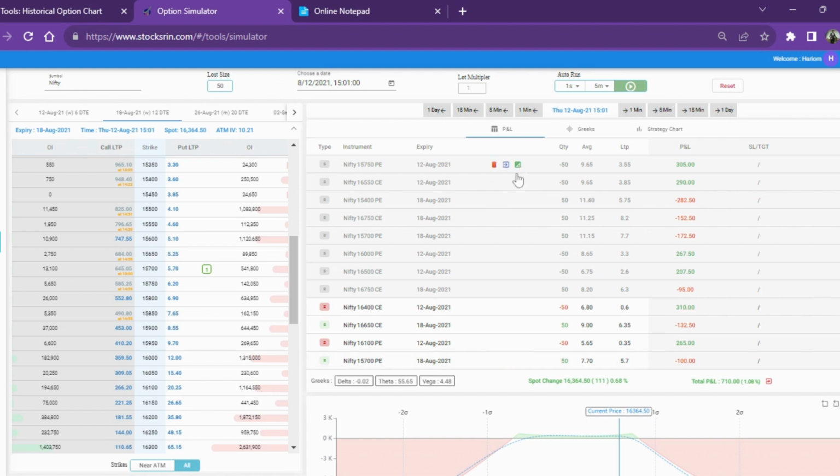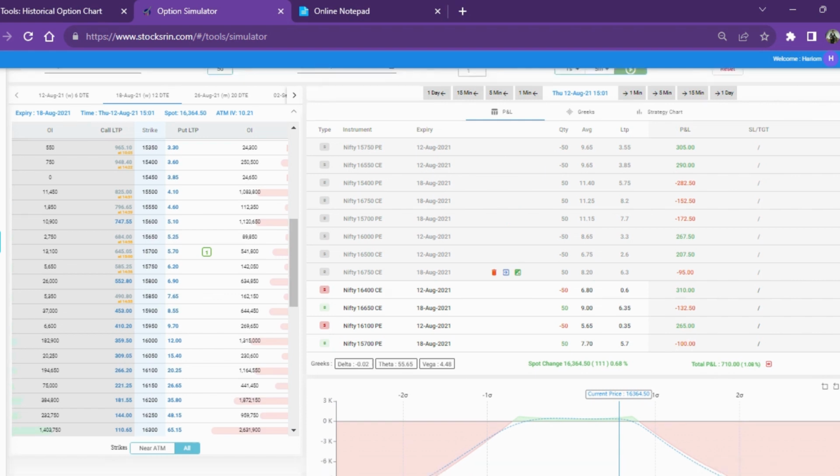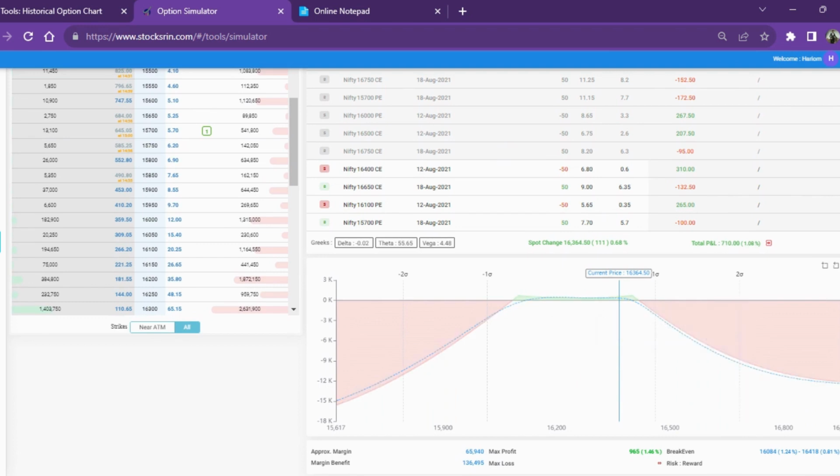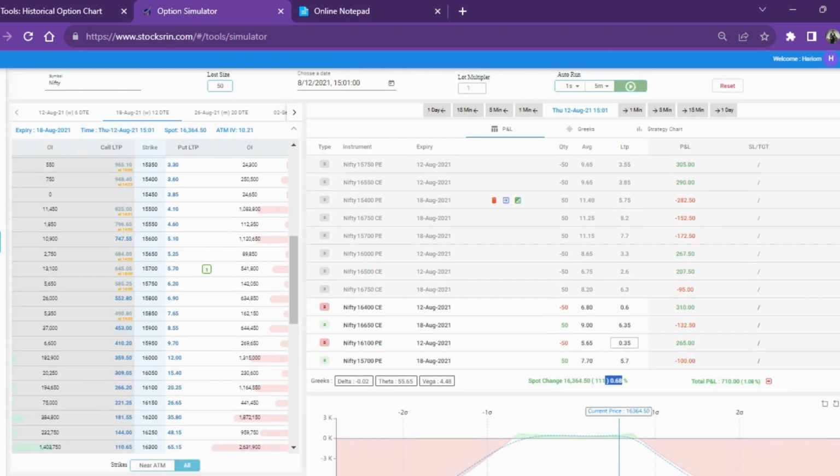So you can see that I made 8 adjustments to this trade that I had originally taken, and I made a profit of 710 rupees, which is around 1.8% of my capital that I had required for this trade. And while the market moved 0.68%, we made a profit of 1%. So that is a decent return that we would have made on this trade.